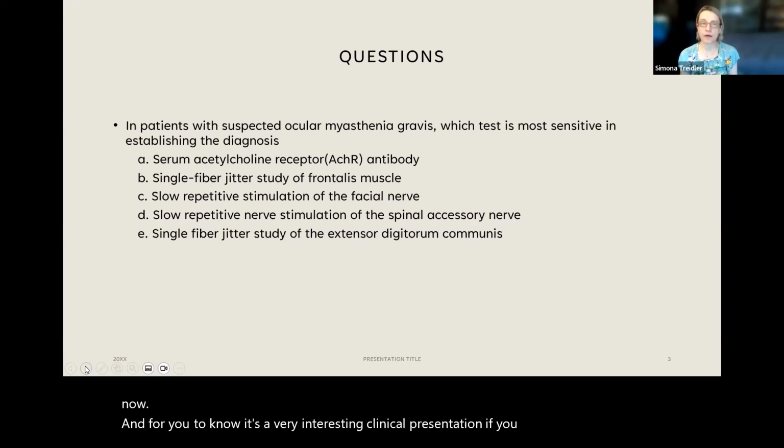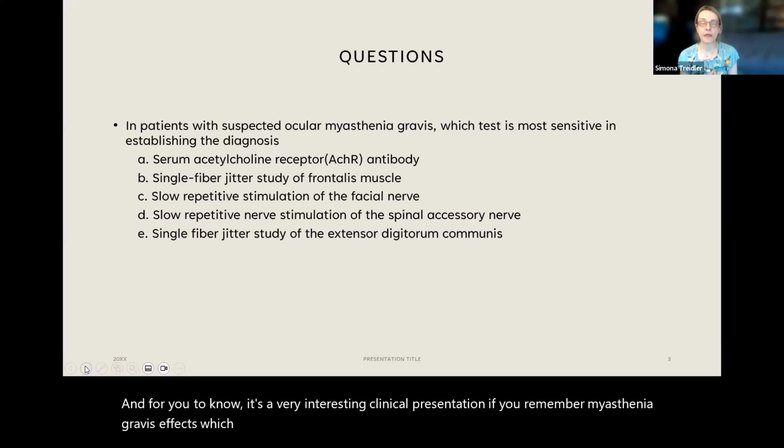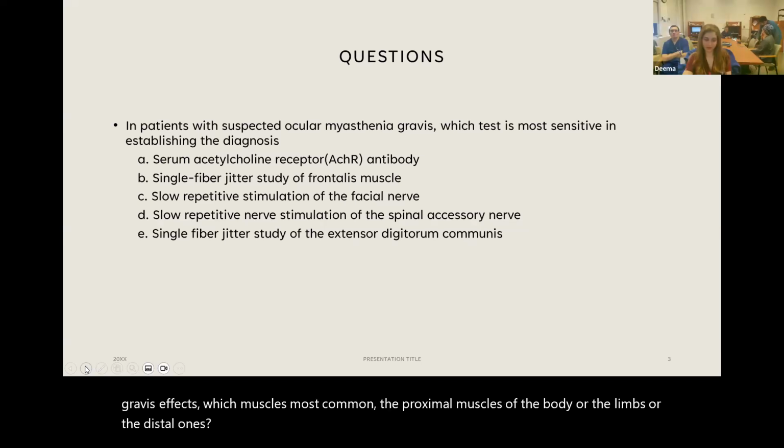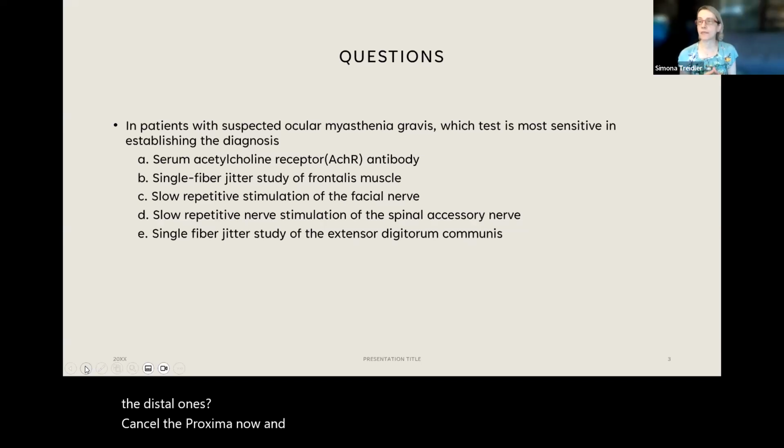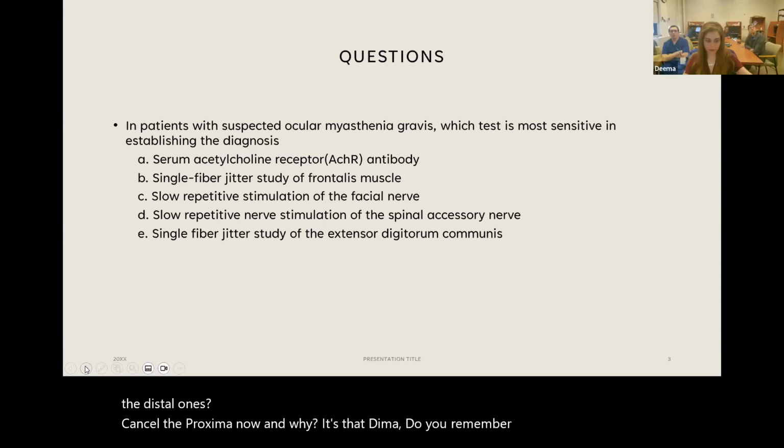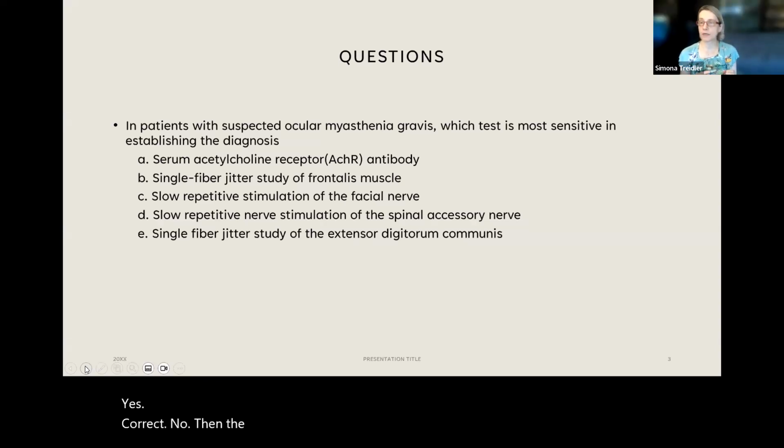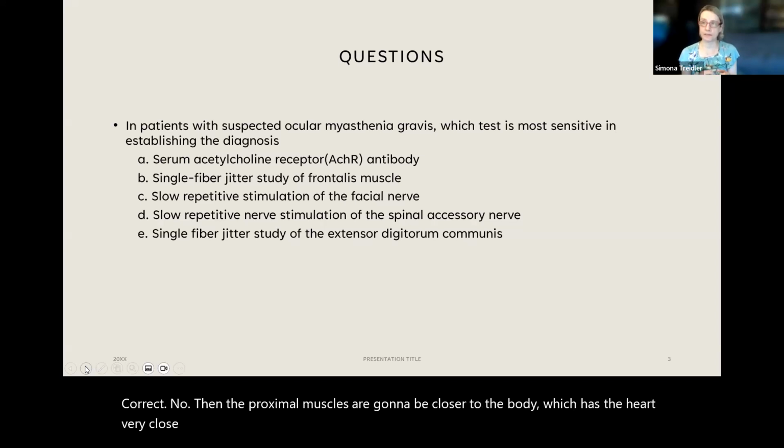If you remember, myasthenia gravis affects which muscles most commonly? The proximal muscles of the body, of the limbs, or the distal ones? Proximal. The proximal, no? And why is that, Dima? Do you remember? The temperature. Yes, higher temperature next to the core of the body. Correct. The proximal muscles are going to be closer to the body, which has the heart very close, receive more blood. The temperature is higher, it's warmer, so proximal muscles are the ones that you study.